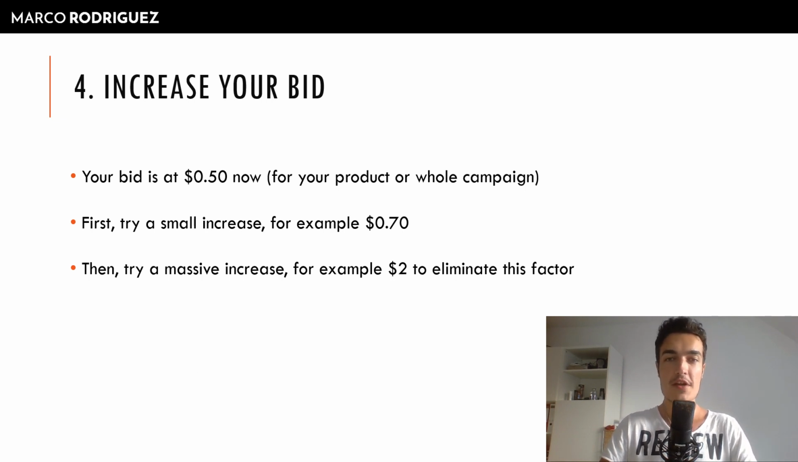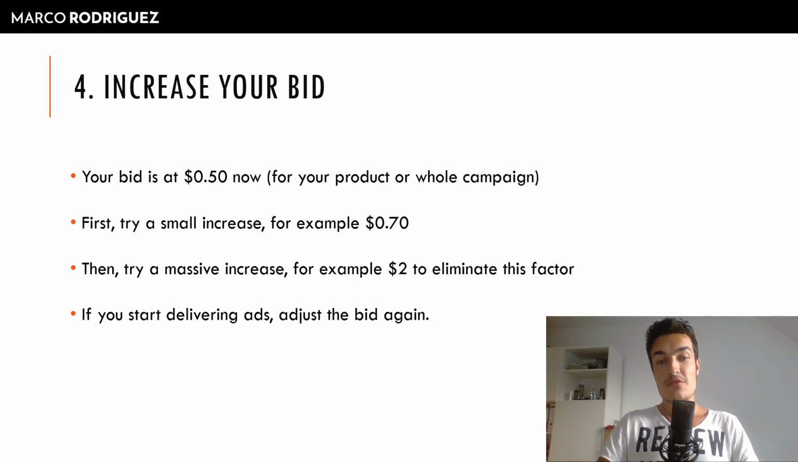If you don't get any traffic for 1 or 2 days after you set your bid to $2 or $3, you know that the bid is not the issue. If you start delivering ads, of course, adjust the bid again. So don't run with a $3 bid just because the ads are running now. Of course, you should pick what's profitable for you. As soon as it kicks in, make sure to reduce the bid again.